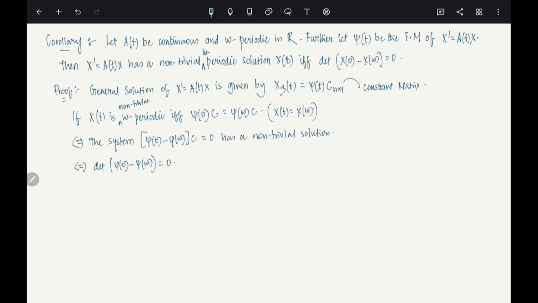Is this okay? So what did we prove? We proved that the homogeneous system, please remember this is for a homogeneous problem, admits a non-trivial W periodic solution x(t) if and only if the determinant of x0 minus xw is 0. I hope this is clear to you. Okay, now let's look at another corollary. This was corollary 1, let's look at corollary 2.